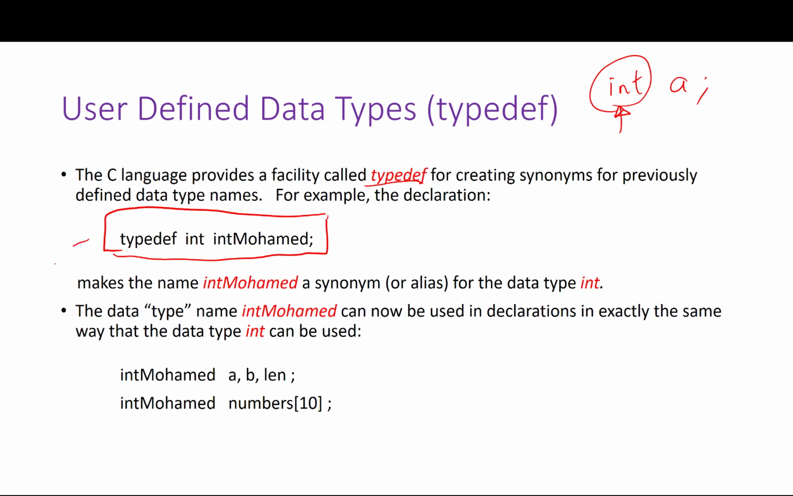After this line, I can go here and say int Mohammed a, b, and then len. This means that a is an int variable, b is an int variable, len is an int variable. The same thing for this array: it is an array of all int variables. So the way of using typedef is not confusing. It is just changing the name you are using, and we will see the benefit of that when using structs. So now let's start with structs and see how we are going to deal with them.